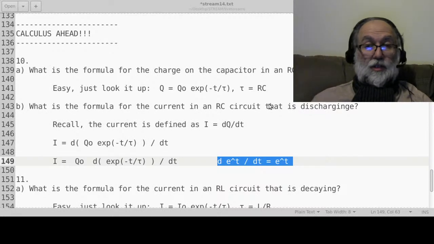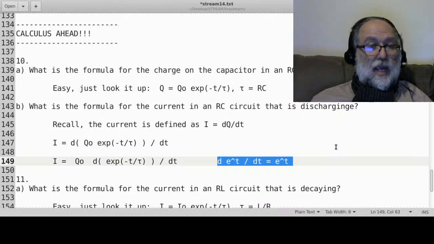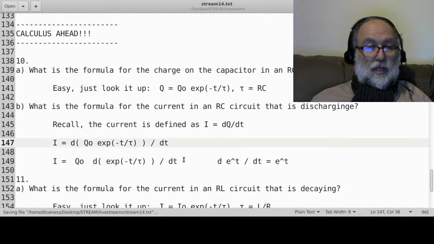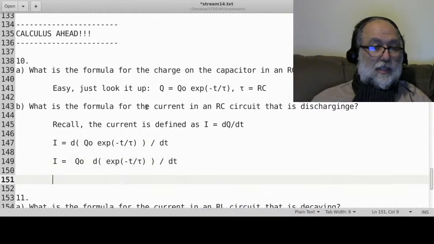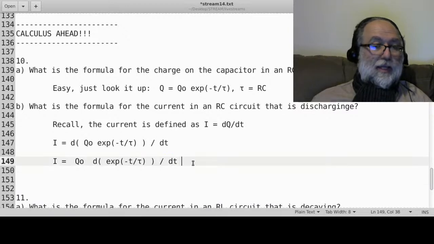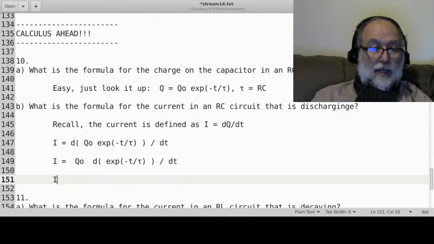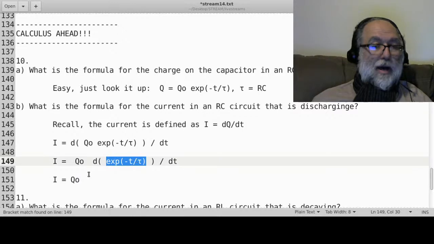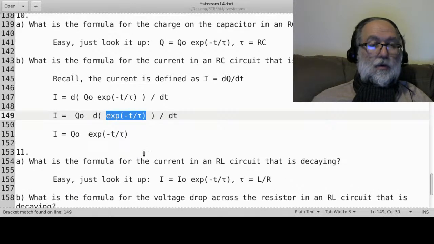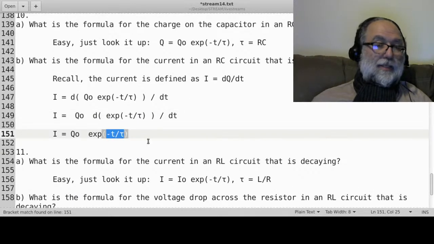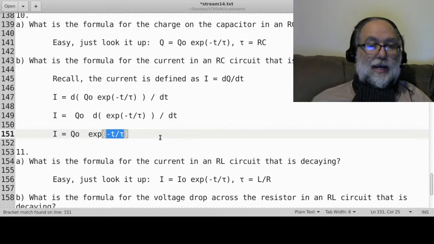The derivative of an exponential is an exponential. It's the exponential back again, okay? So when we differentiate this exponential here, well, then we get the exponential back again. So we get that I is equal to the Q naught, okay? We get the exponential back again, but notice that the exponential has that minus t divided by tau, okay?